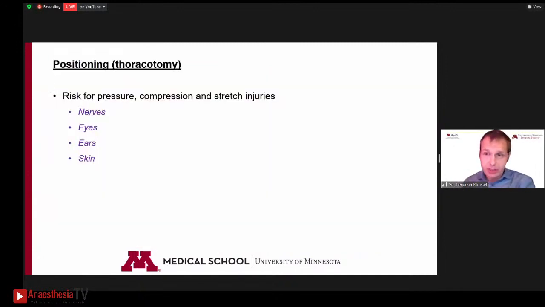The next part, positioning. This is something that all of us are very familiar with, but again, in pediatric anesthesia, the same issues apply for positioning. Especially for thoracotomies, there's risk for pressure, compression, and stretch injuries, and the main areas that are involved would be nerves, eyes, ears, and skin.